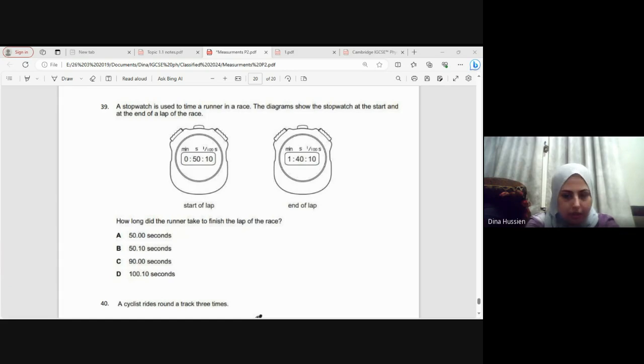But we are revising the conversions of time because I felt we might need some work on time conversions. The question doesn't say milliseconds, it writes 1 over 100 of a second. So it's basically just a decimal. You can write it as a decimal. So it's 50.10, 40.10, and as you can see, eventually you get the right answer. So the answer to this one is A.